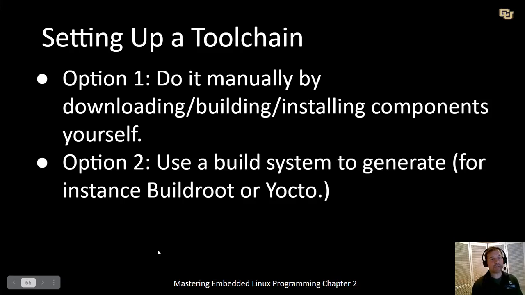There are a couple of different options the book goes over for setting up a toolchain. Number one, you can do it manually by downloading, building, and installing all the components yourself. And option two is to use a build system to generate it. This is part of what we'll talk about later in the course with Buildroot and Yocto.